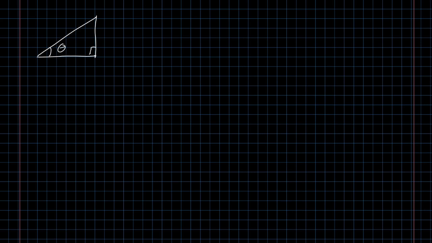If I set up a right triangle, we know from our basic study of trigonometry, one of the first things you learned about trigonometry, that in a right triangle, the side that is furthest from the right angle is called the hypotenuse. The two sides that are touching the right angle are called the legs. The leg that is touching the angle theta that we care about is called the adjacent leg, and the other one is called the opposite leg.